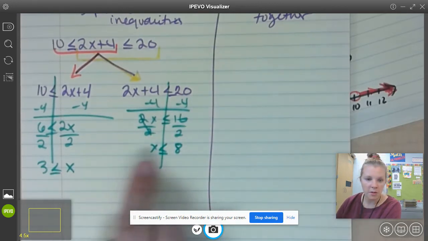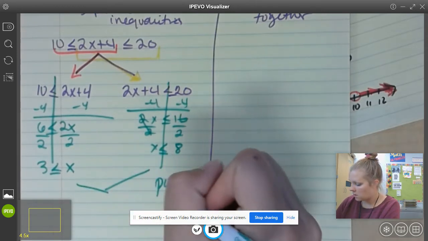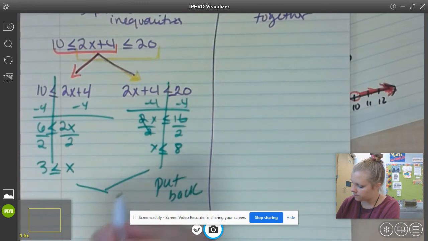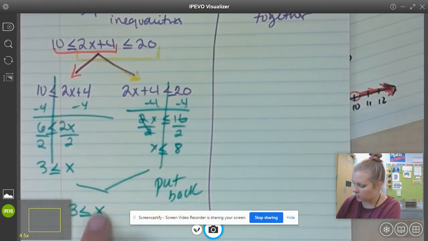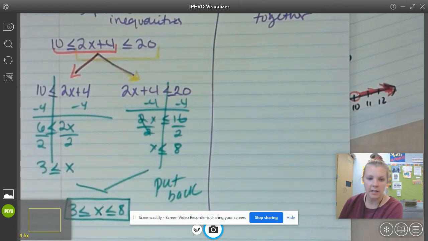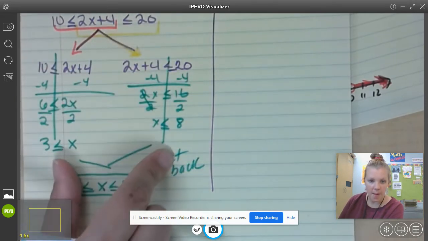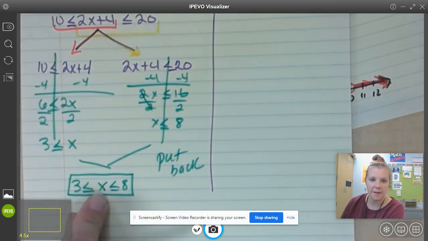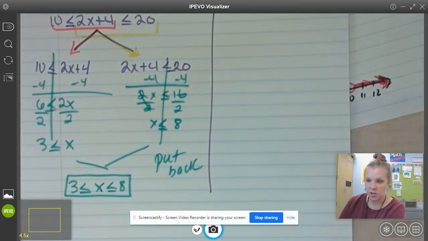So now I have my two inequalities, and I have to put them back together. 3 is less than or equal to x, and then for the other one, x is less than or equal to 8. This is the answer. So I separate the two inequalities, I solve them, and then I put them back together to get my final answer. That's the first way to solve a compound conjunction.